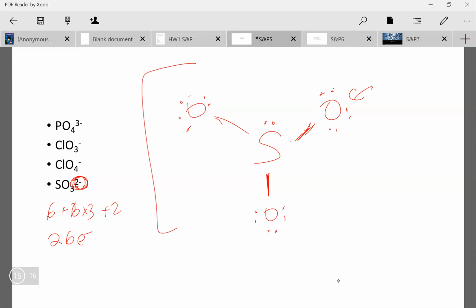This, as a whole, has a 2- charge. And you might ask, okay, where is that 2- charge coming from? I don't see any negative charges on any of these atoms. All of them have 8 electrons. So where is this 2- coming from? This is where you have to calculate formal charge.